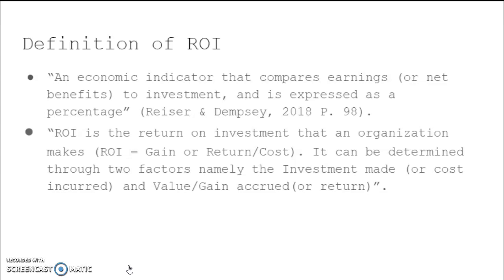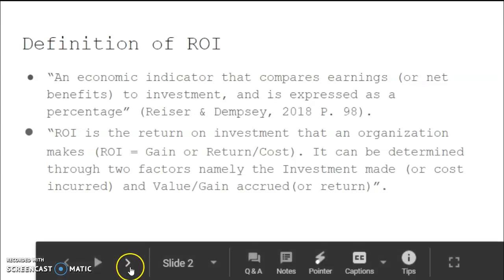Return on investment is commonly used within instructional design and the educational field in order to evaluate overall program investments and opportunities.